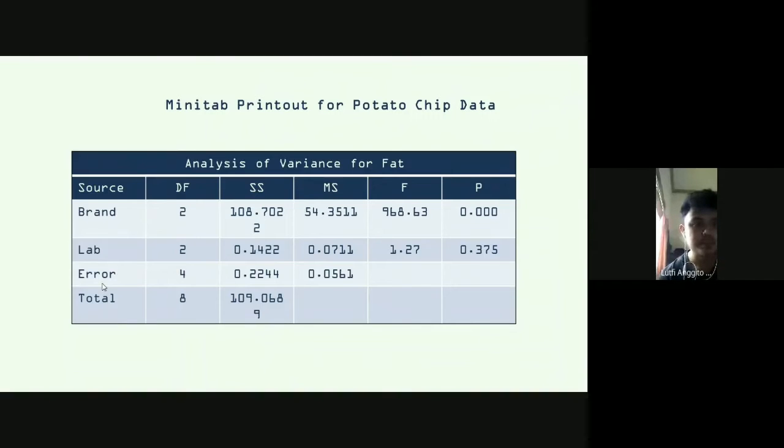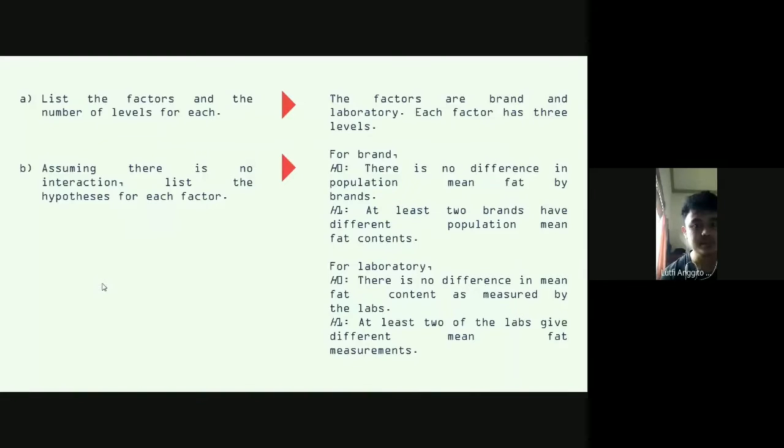Here is the Minitab printout for the potato chips data. A. List the factors and the number of levels for each. The factors are brand and laboratory. Each factor has 3 levels.